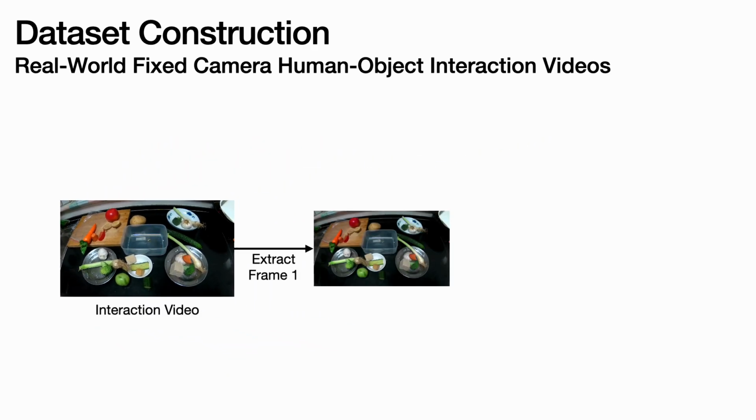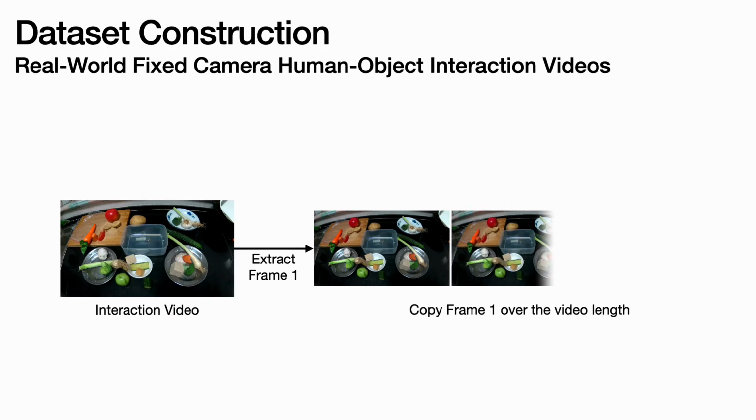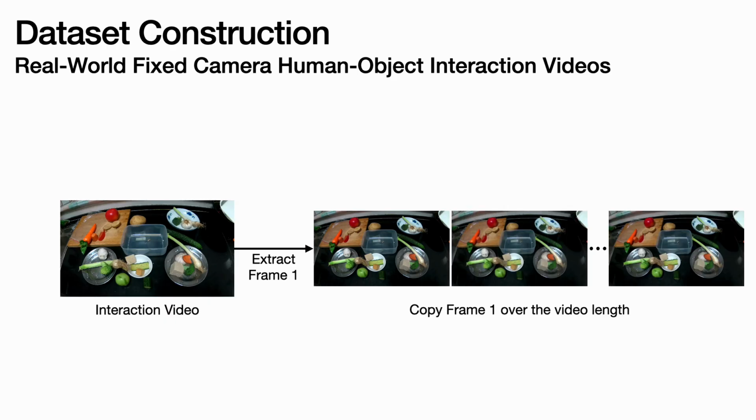For each fixed-camera interaction video, we extract the first frame. Before the interaction starts, this frame represents the initial static state of the scene. We then copy this first frame over the entire video length. This creates a static scene video that has the same viewpoint and duration as the interaction video. Because the camera is fixed, this repeated first frame remains aligned throughout the sequence.